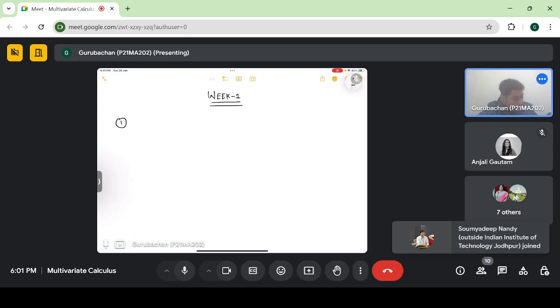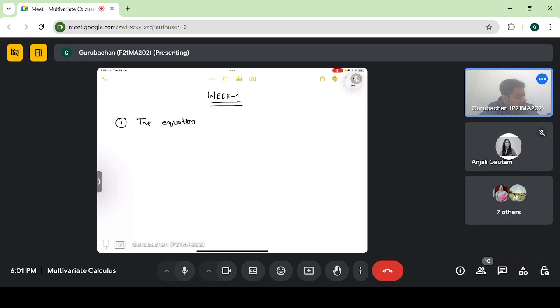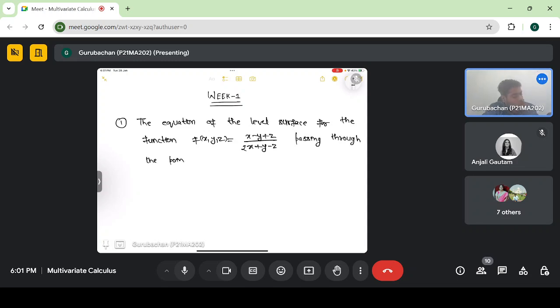First question is: the equation of the level surface for the function f(x, y, z) equal to (x minus y plus z) divided by (2x plus y minus z) passing through the point P (1, 1, minus 1).